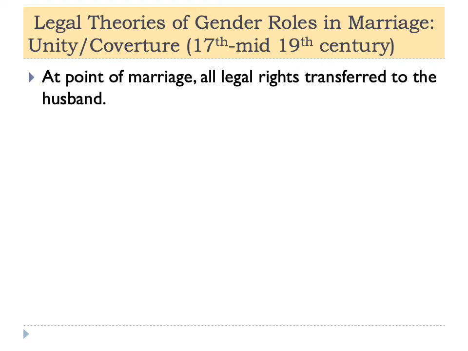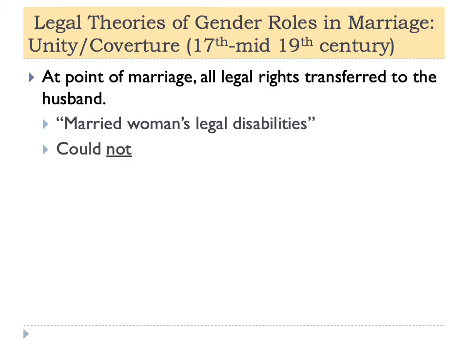So how did the coverture understanding of marriage play itself out at the ground level in terms of policy? Well, at the point of marriage, all legal rights that a woman had were transferred to her husband. This was what was known as the married woman's legal disabilities. Once you were married, there were many things that you couldn't do. This might remind you of a case we read about earlier in the semester about the woman who wanted to become a lawyer, but she was married, and the state of Illinois said that she could not practice law because as a married woman, she had no legal identity. That was what was known as a woman's legal disabilities.